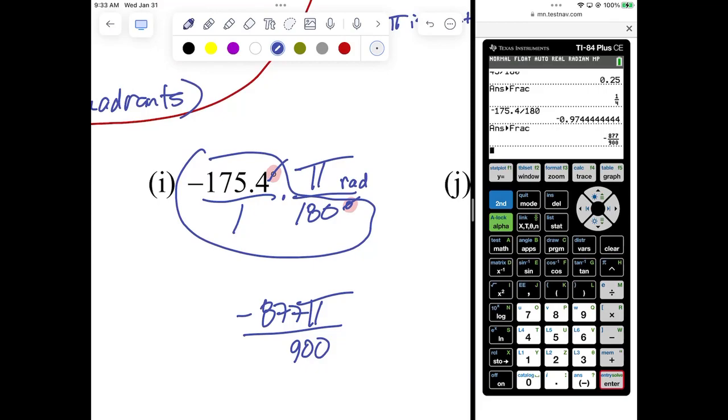Does the negative mess up anything? Nope. It's still a clockwise rotation. It's just in radians instead of degrees.